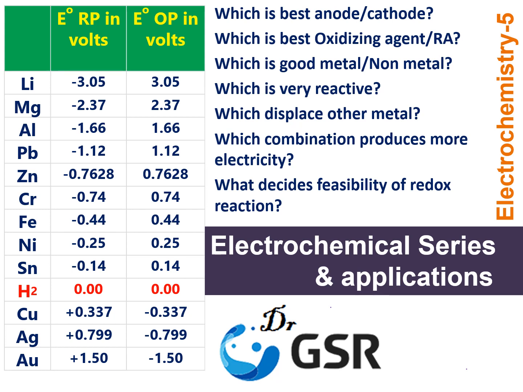So today's topic is the electrochemical series and its applications. This is the fifth video under the electrochemistry series. In this video: which is the best anode and cathode among all the metals, which acts as a good oxidizing agent or reducing agent, which metal or non-metal is very reactive and displaces other metals, which combination produces more electricity, that means EMF, and what decides the feasibility of redox reactions. All this will be explained based on the electrochemical series.